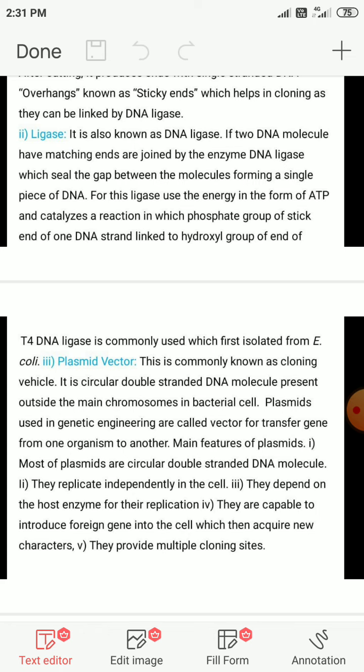If foreign DNA, that is our desired DNA, is supposed to be implanted into the host DNA, at that time the cloning vehicle is essential, and this cloning vehicle is in the form of the plasmid vector. They produce multiple cloning sites.